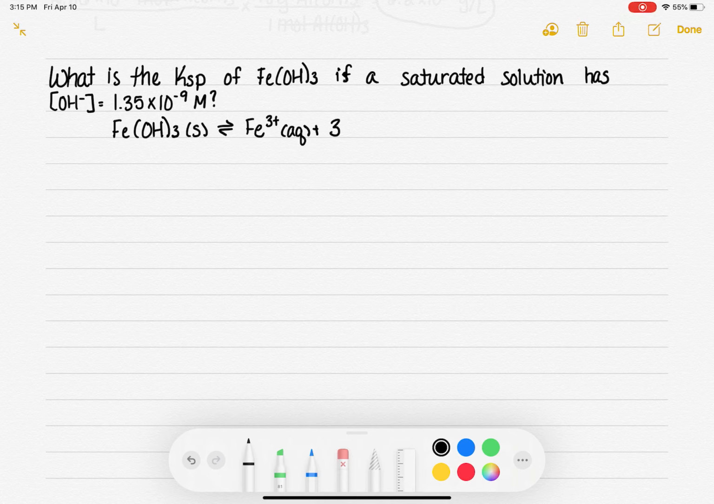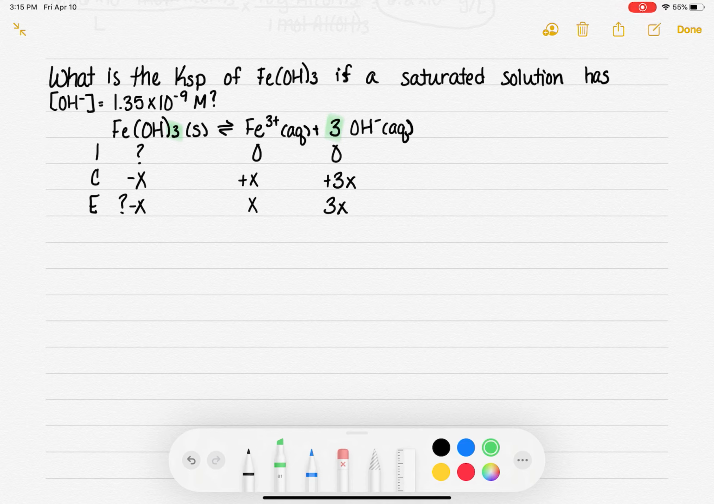And that's going to be Fe3+ and 3OH-. And where are those 3's coming from? Fe(OH)3 means that you have 3 OH-. Make our ice table. We don't know or care about iron hydroxide. We know that we do not start with either one of our ions. Our change will be plus X and plus 3X. And at equilibrium, we're going to have X and 3X. And so there's our ice table set up.